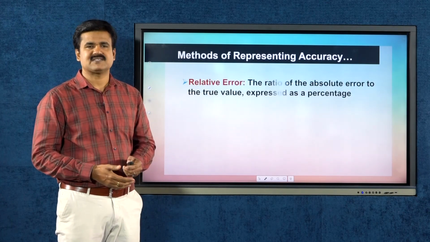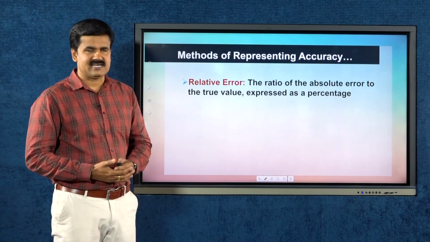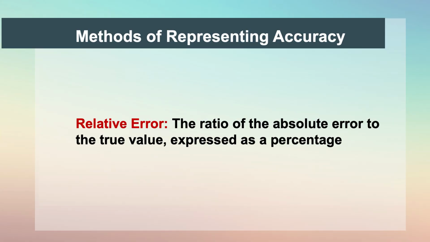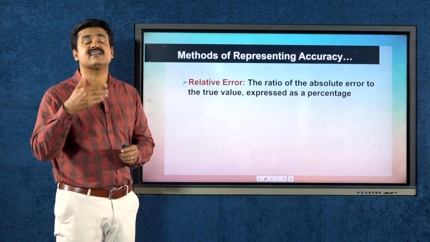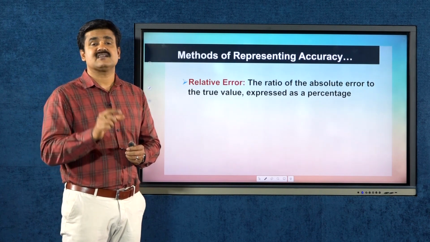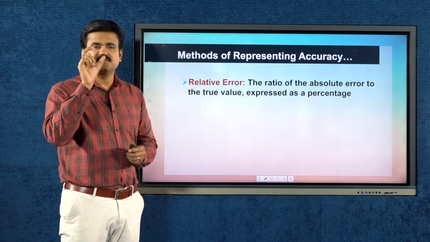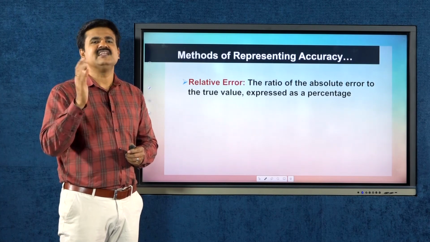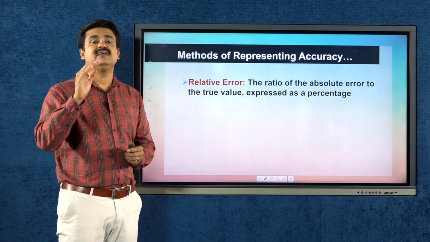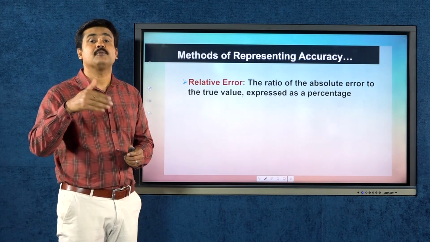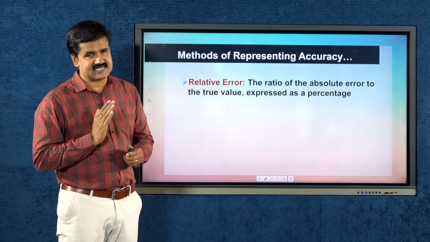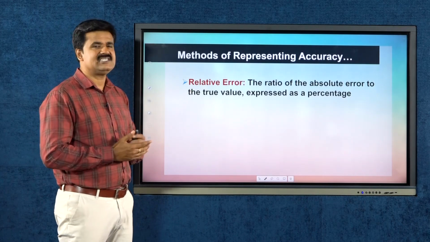And the second possibility is relative error. The ratio of absolute error to the true value, expressed as a percentage in general, is called relative error. So, what is meant by relative error? You have to first calculate the absolute error. Absolute error is the difference between observed value and the true value. Then it should be divided by the true value, and for convenience this quantity should be multiplied by 100 to express it as a percentage. That is called relative error.